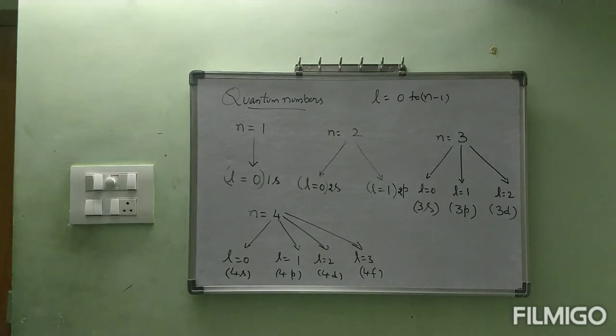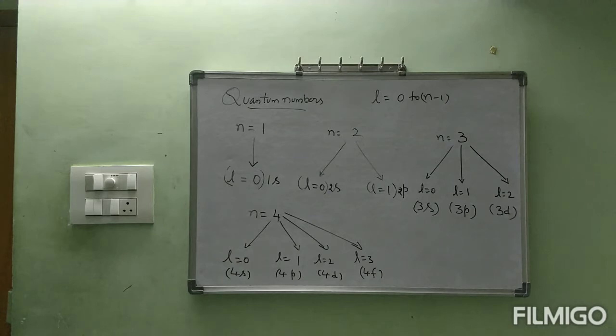In this way, we have to write quantum numbers. We have completed only 2 quantum numbers. First one is the principal quantum number. Second one is the azimuthal quantum number. Next 2 also we will see. Before that, I hope you are clear about this one. n is equal to 4 has how many subshells? 4 subshells. What are the 4 subshells? 4s, 4p, 4d, 4f. Those 4 subshells' l values are 0, 1, 2, 3.